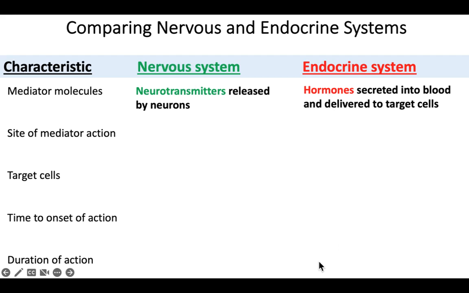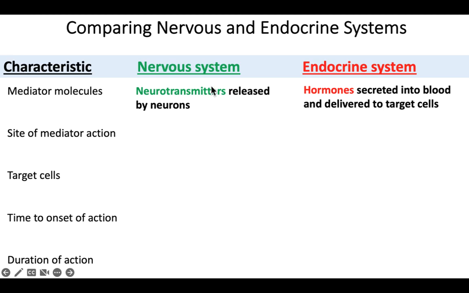In this column, we go over how the endocrine system works. So they both use some sort of mediator molecule, or you might call that a chemical messenger, if you will. The idea is you've got one organ controlling another organ. In the nervous system, you might think of the brain controlling a muscle. In the endocrine system, it's a gland controlling a target. And they use chemicals. And these chemical or mediator molecules are neurotransmitters when we're dealing with the nervous system, and hormones when we're dealing with the endocrine system.